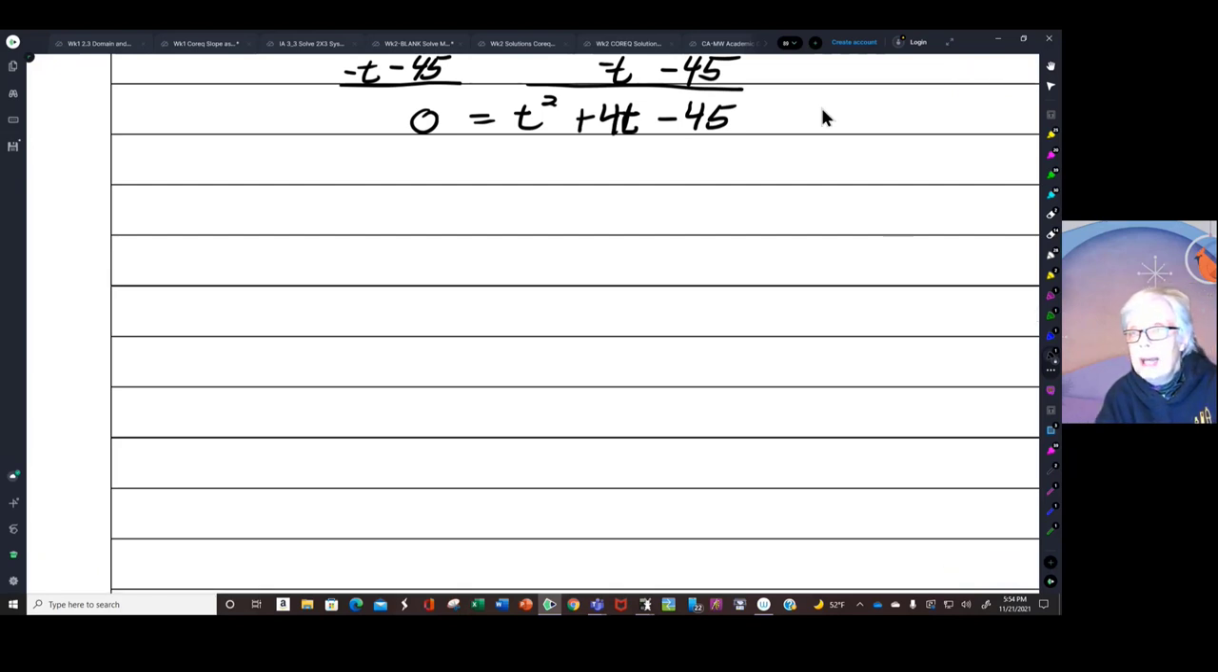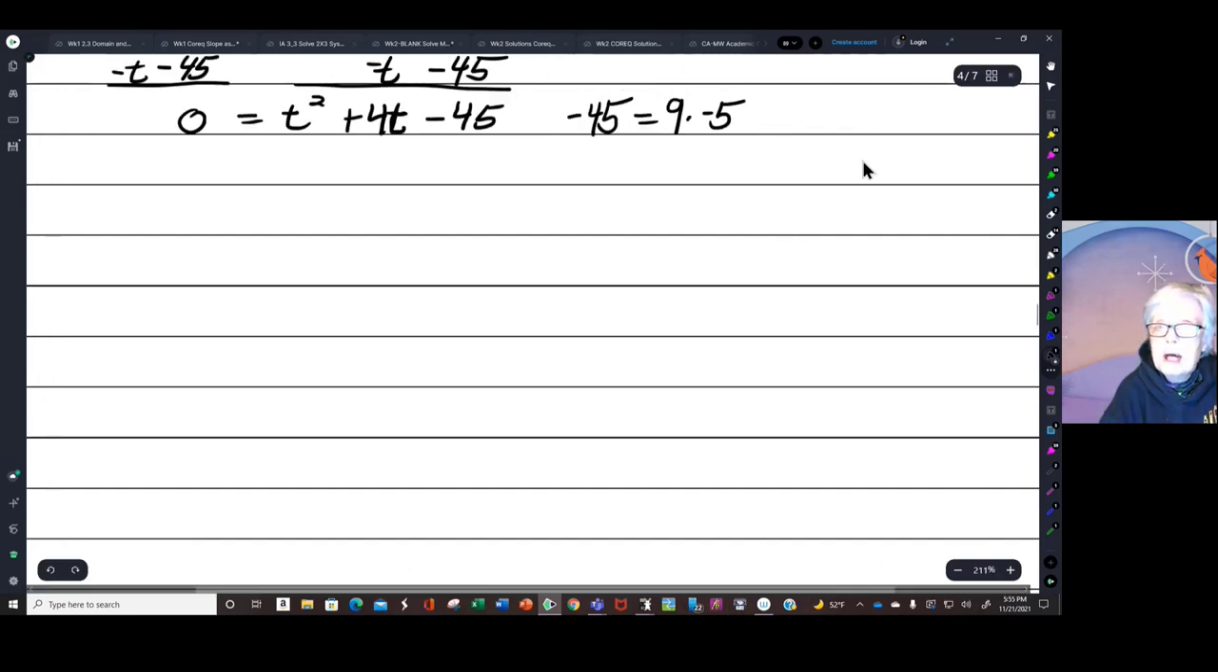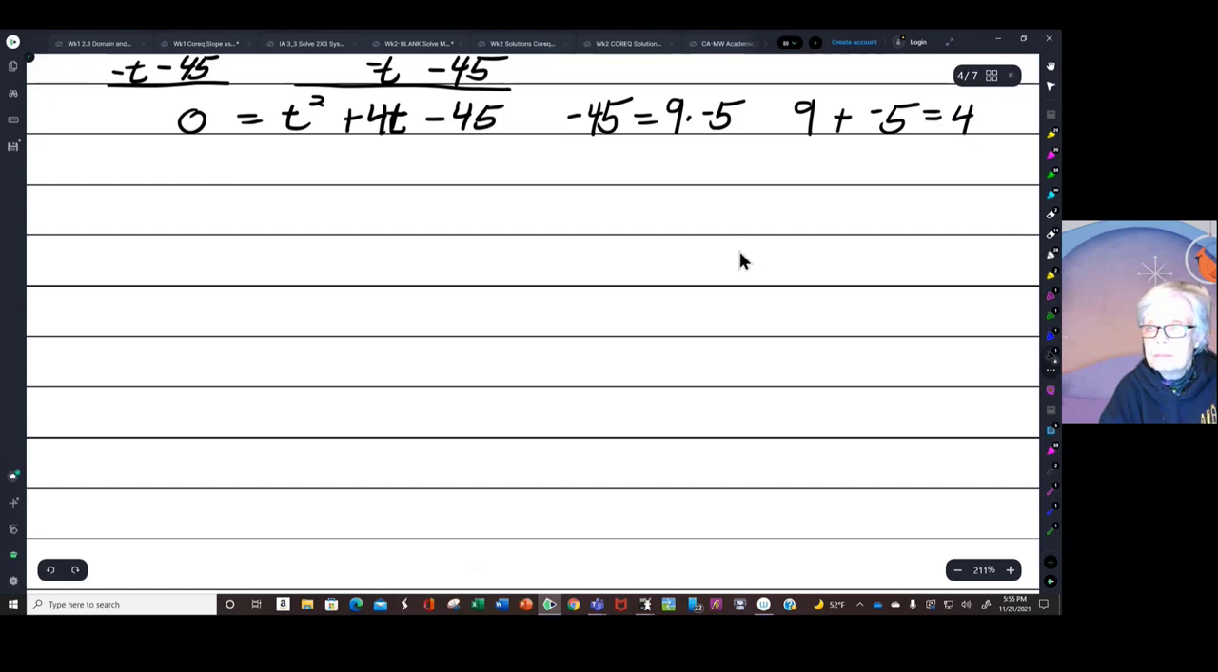Okay, now, negative 45. I know it equals 9 times 5. 45 equals 9 times 5. So, negative 45, for me to get a positive 4, is going to have to equal positive 9 times negative 5. And positive 9 plus negative 5 equals positive 4.